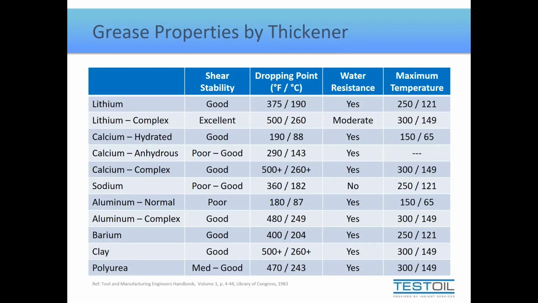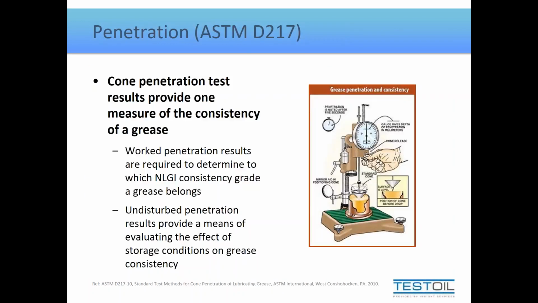But besides dropping point, there is one other test that we should be well aware of in terms of basic properties of a grease. That is the penetration test. The penetration test is where we take a volume of grease and place it in a cup. Over top of the cup we have a weighted cone, which you can see in the right-hand picture. That weighted cone is released from a set height and it drops into the grease, and then we wait 5 seconds. Once the 5 seconds is over, we measure how far that cone penetrated into the grease.